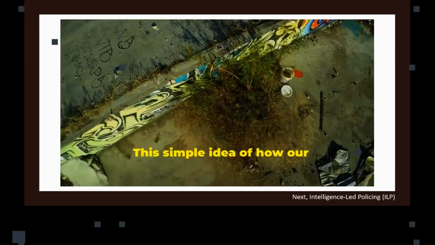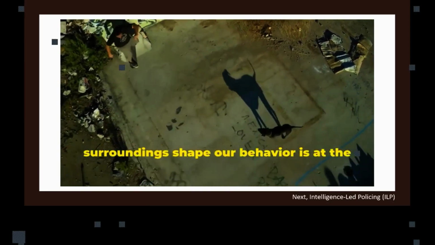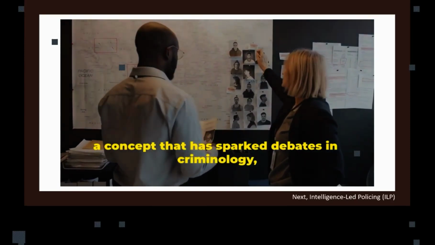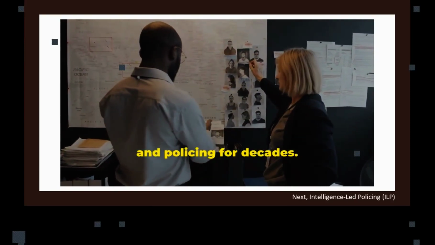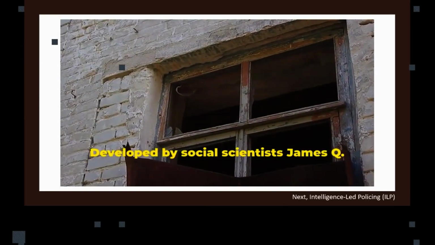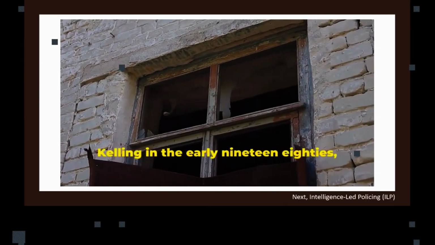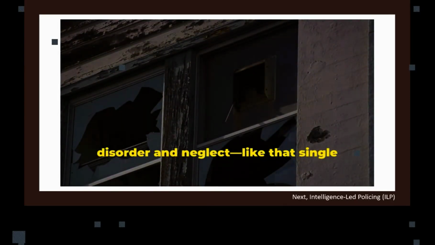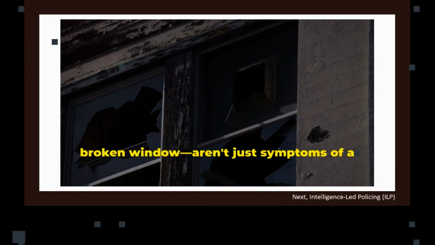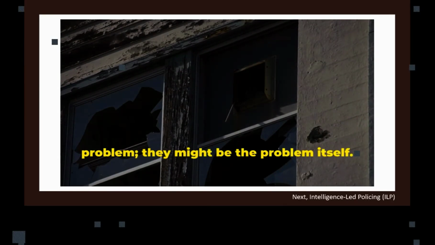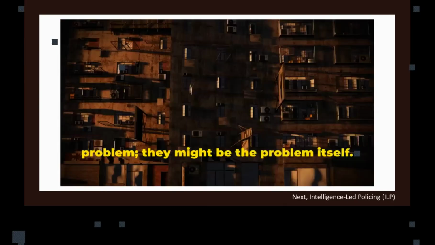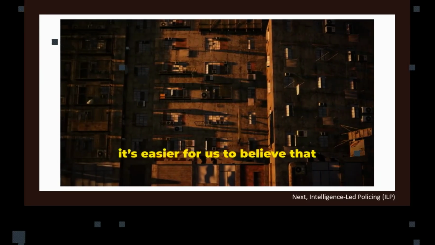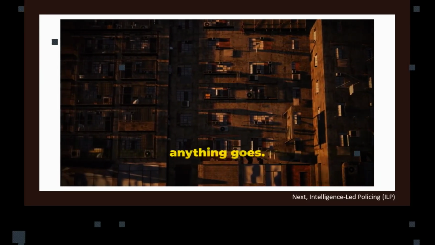This simple idea of how our surroundings shape our behavior is at the heart of the broken windows theory, a concept that has sparked debates in criminology, psychology, and policing for decades. Developed by social scientists James Q. Wilson and George L. Kelling in the early 1980s, the theory suggests that visible signs of disorder and neglect, like that single broken window, aren't just symptoms of a problem. They might be the problem itself. According to the theory, once we see a neighborhood that looks like no one cares, it's easier for us to believe that anything goes.